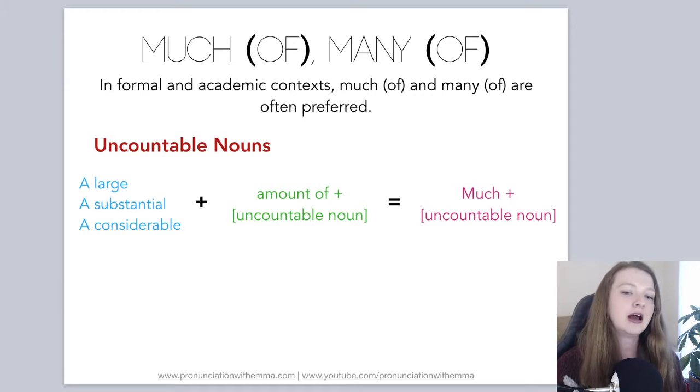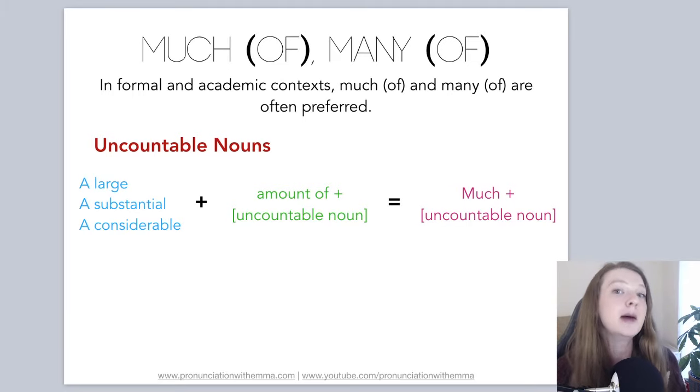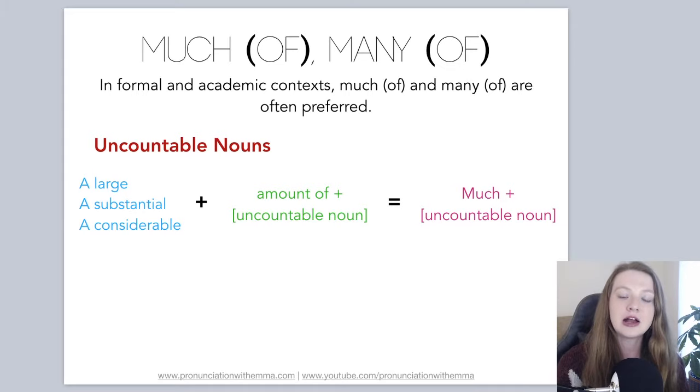We can say a large, a substantial, and a considerable, plus amount of, plus an uncountable noun. For example, a large amount of money, a substantial amount of money, a considerable amount of money. We could say that, right? Or instead, we could just say much money.